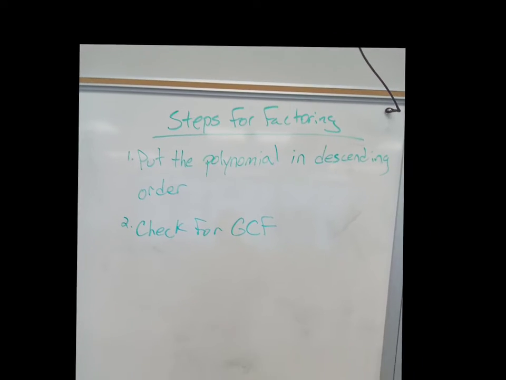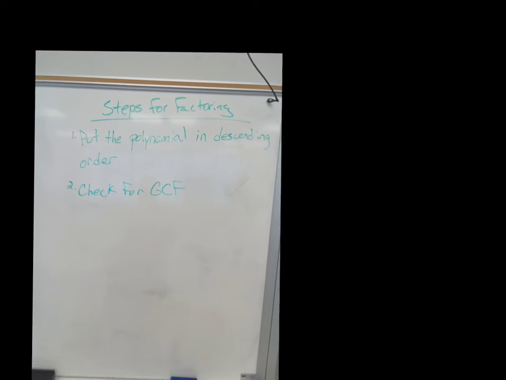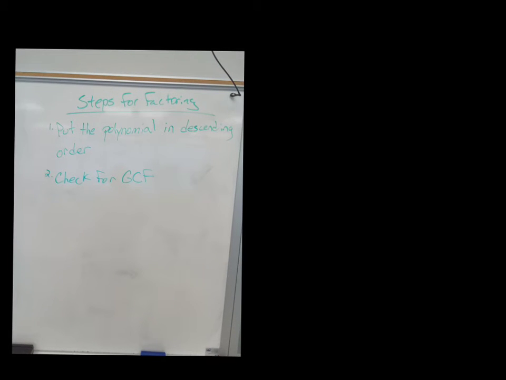So the first step says, put the polynomial in descending order. What the heck is a polynomial? Poly means more than one. Nomial, number. More than one number. That's pretty good. So polynomials can be broken down. They've got 3 subtitles: monomial, binomial, trinomial.